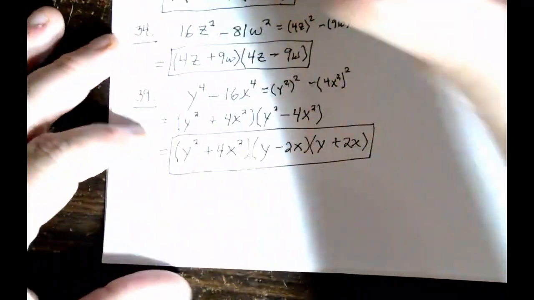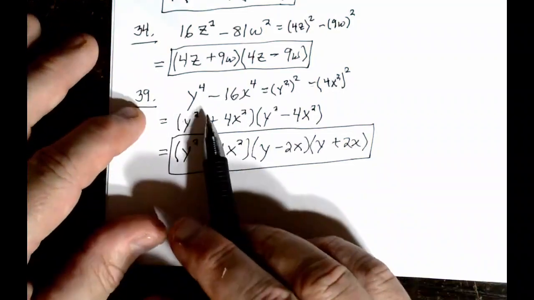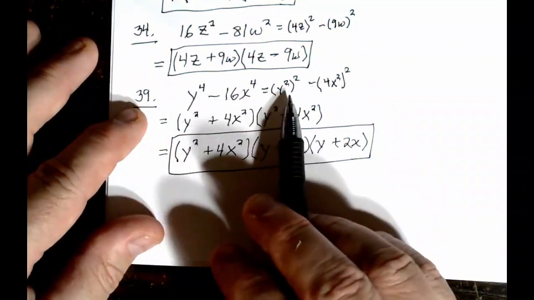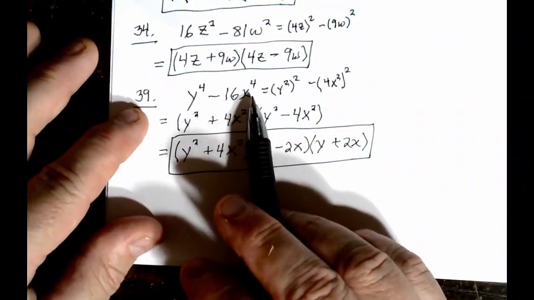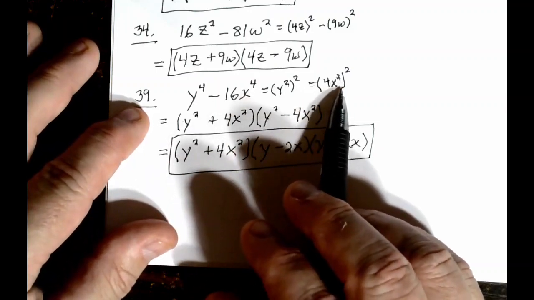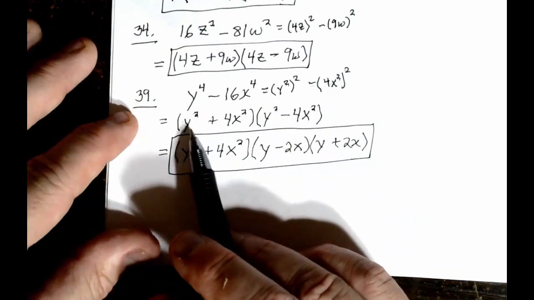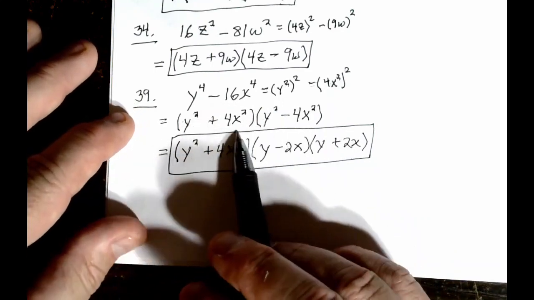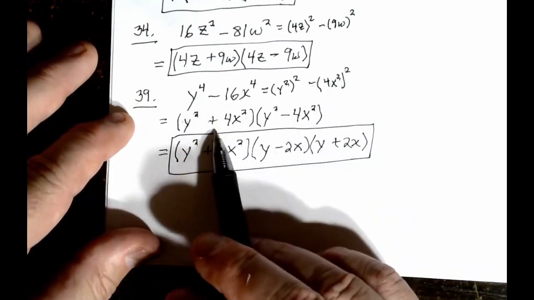39, you're going to have to do that twice here. On 39, y to the fourth is y squared times y squared. 16x to the fourth is 4x squared times 4x squared. So you got y squared, 4x squared, plus and minus.